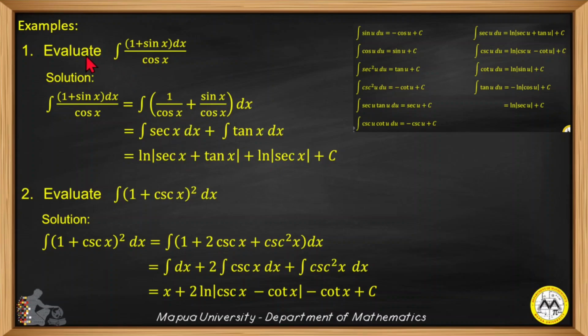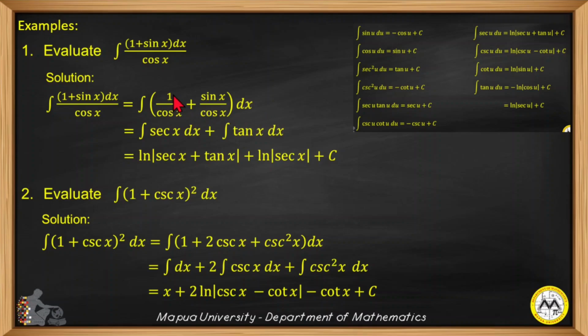Okay, to see how those formulas can be applied, let us solve the following problem. Suppose we are asked to evaluate the integral of 1 plus sine x dx over cosine x. If you look at the integrand, this is not integrable using any of these formulas. So what you have to do first is simplify this. You divide the numerator by the denominator, so you have 1 over cosine x plus sine x over cosine x times dx.